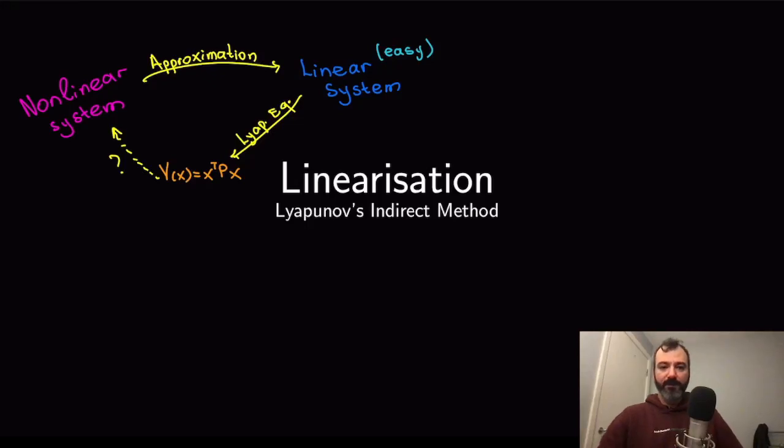Hello and welcome to this video lecture on the linearization method, which is also known as Lyapunov's indirect method. This method allows us to study the stability properties of certain non-linear dynamical systems. The main idea is that we linearize our non-linear dynamical system. We approximate it, that is to say, by a linear system.